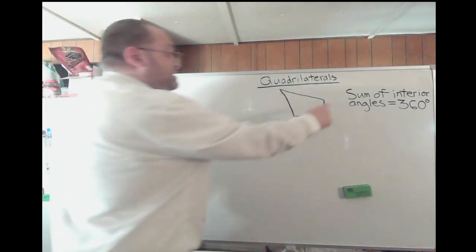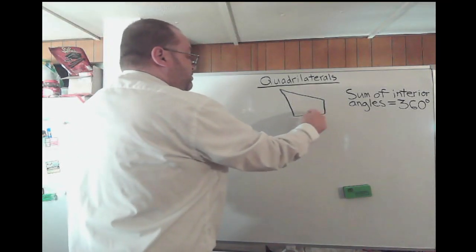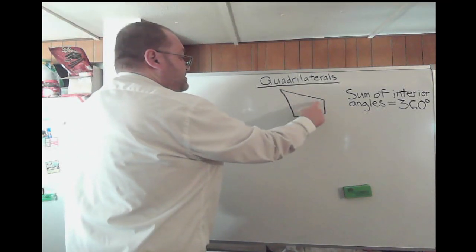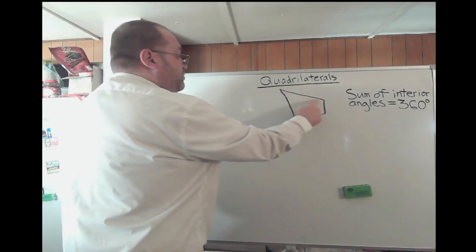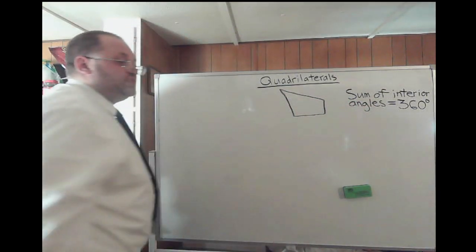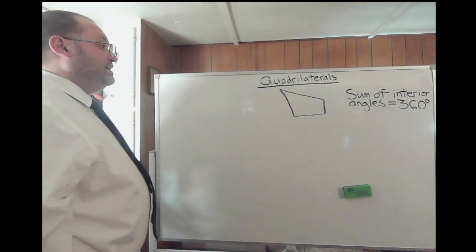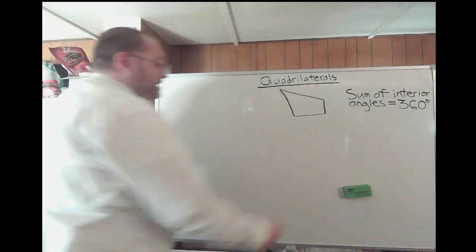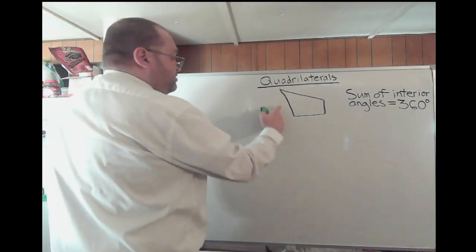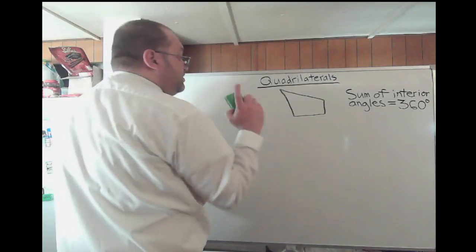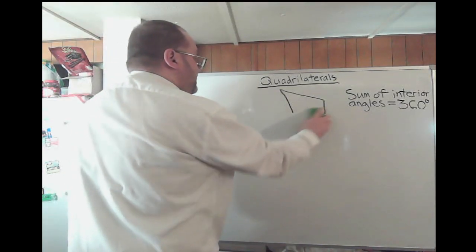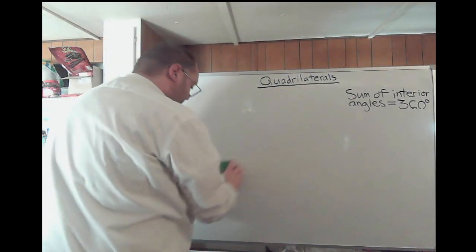And the sum of the interior angles of a quadrilateral, they all add up to 360. So if you add up the measure of the four angles together, you'll get 360 degrees. So that's just a basic quadrilateral, nothing special, but there are several special types of quadrilaterals that we're going to talk about.